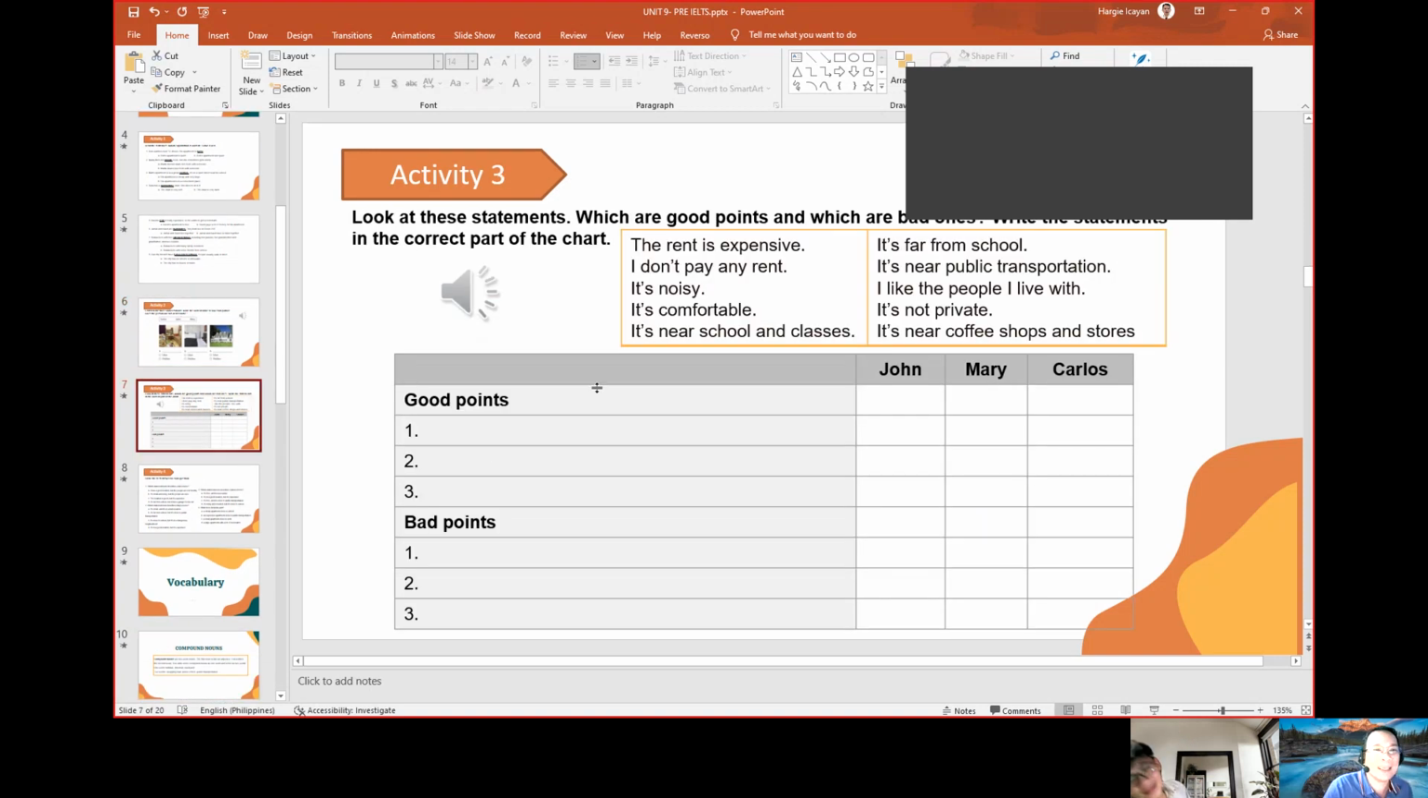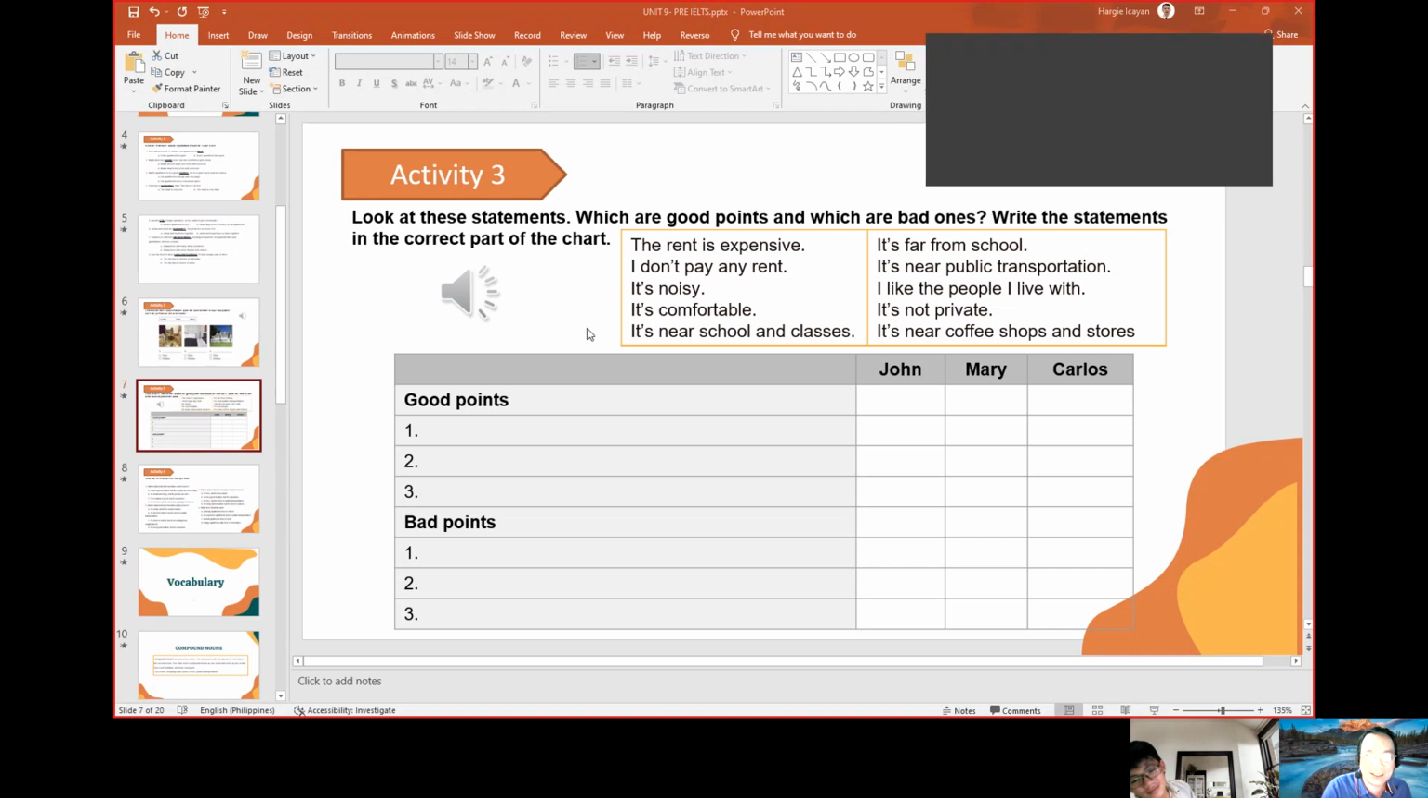Next. Okay, now, in this particular activity, look at these statements, which are good points and which are bad ones. Write the statements in the correct part of the chart. Okay, can you read this one for a while, Khoi? The rent is expensive. I don't pay any rent. It's noisy. It's comfortable. It's near school and classes. It's far from school.